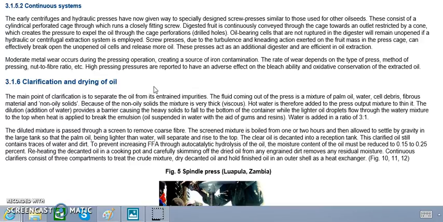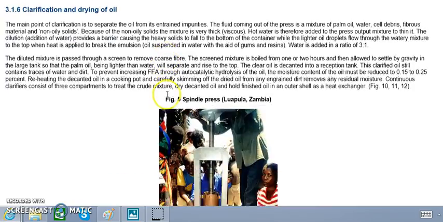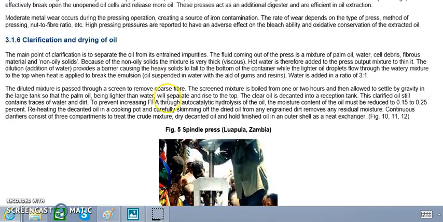Then we are going on to clarification and drying of the oil. The main point of clarification is to separate the oil from its entrained impurities. So, after you've pressed out, it's not going to be pure. So you still need to, clarification is a process of taking out the impurities.